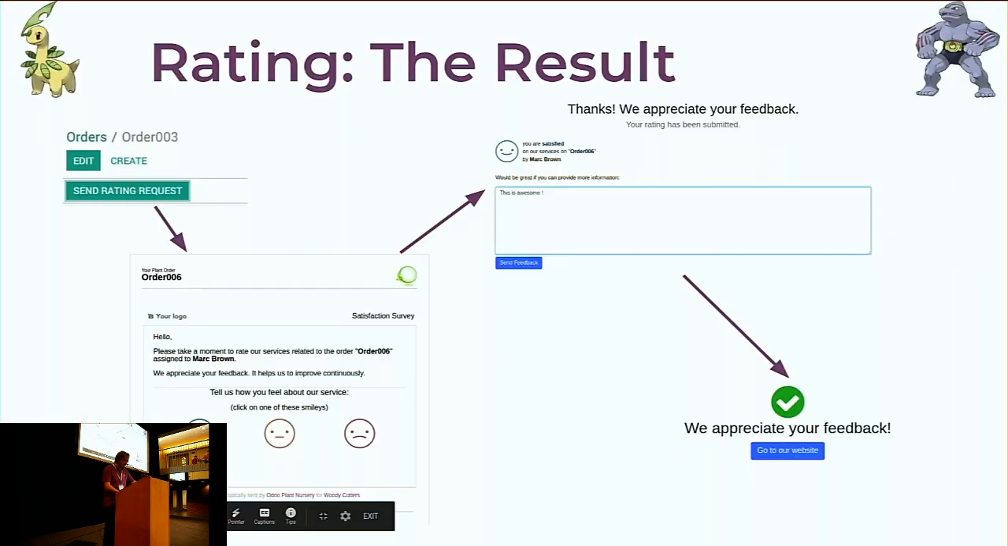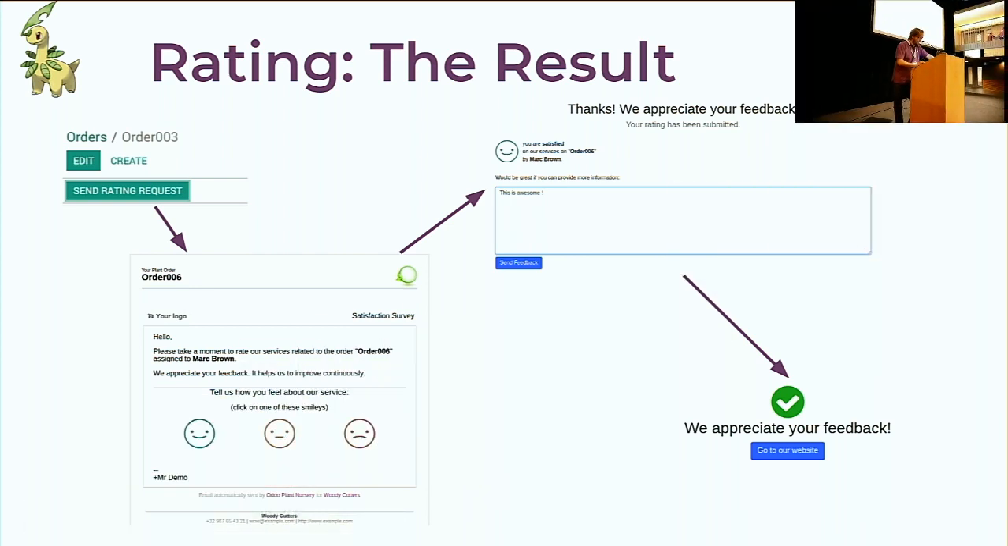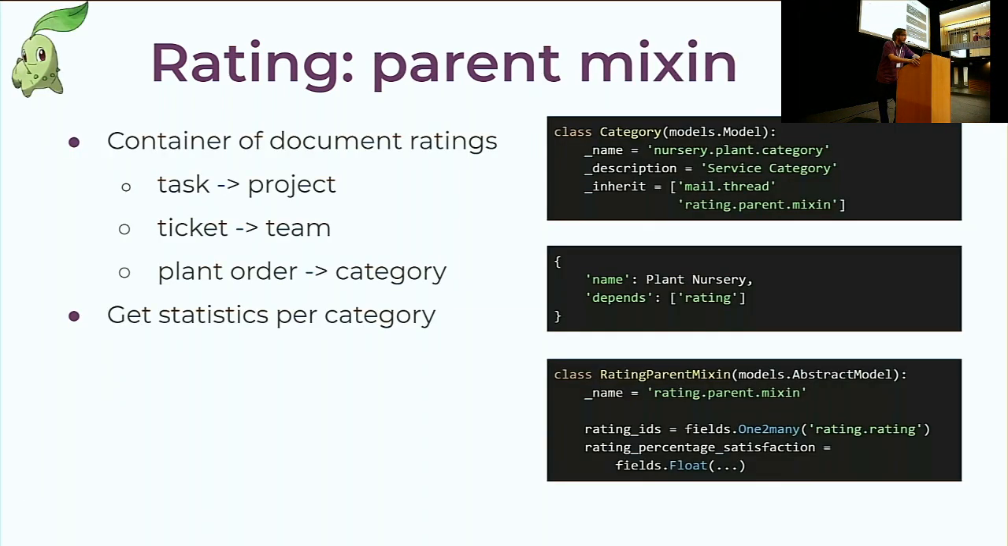You will tell me that the next step is, okay, I have the rating on each order, but what can I do with it? The rating parent mixin actually allows you to concatenate all the reviews in a container document. For example, you rate a task, but you want to have the overall rating satisfaction on the project. For ticketing, you have the same for the helpdesk team, and in our application, each order belongs to a category, and we want to have the global satisfaction of a category.